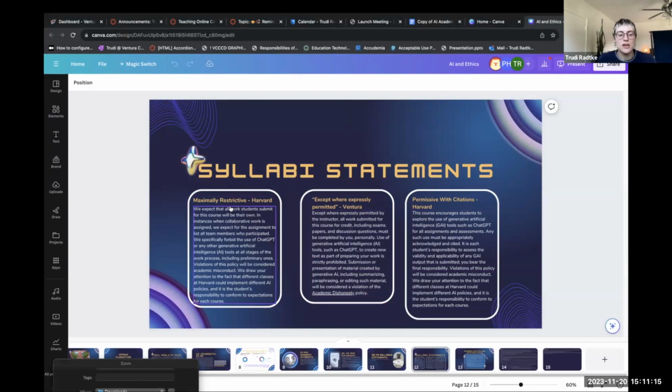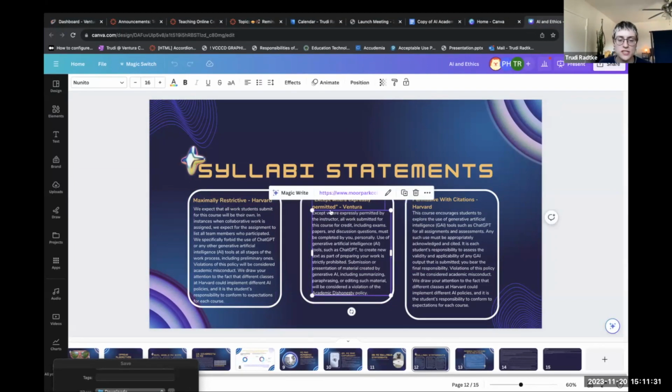So the second one is except where expressly permitted. So basically you can't use it unless the faculty says you can use it, and then you can. And then the last one is permissive with citations, which is the most permissive version of this. So currently, I think the model we're trending towards is this except where expressly permitted. So basically, except where expressly permitted by the instructor, all work submitted for this course for credit, including exams, papers, and discussion questions, must be completed by you personally.